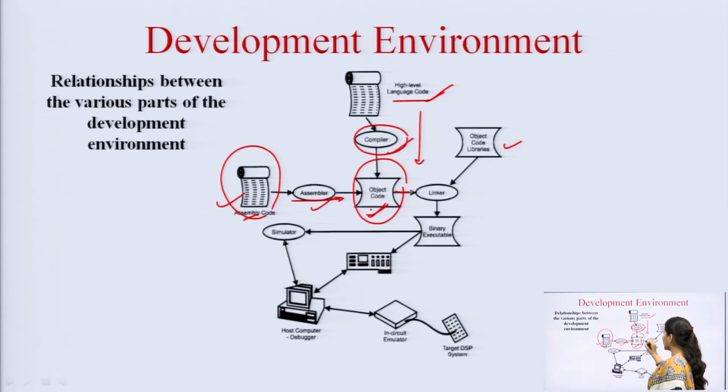Now, the object code will go to the linker. The different object codes, along with the object code libraries, will go as input to the linker. The linker will give the binary executable file at the end. So, we are here with the binary executable file.